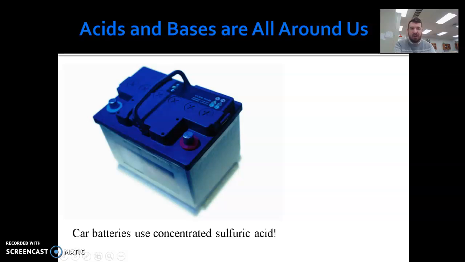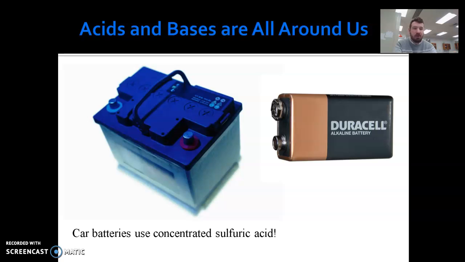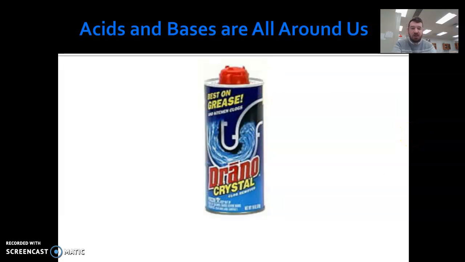Some examples of acids and bases in everyday life. Car batteries use concentrated sulfuric acid to help the energy flow through your car to power all of the electronic systems. Right? Duracell batteries contain potassium hydroxide, or KOH, which is a base, allowing it to conduct electricity and power electronic devices. Right? Drano, if you ever have a very serious clog in your pipes, uses concentrated sodium hydroxide, which can cause chemical reactions, allowing your clogs to be released.